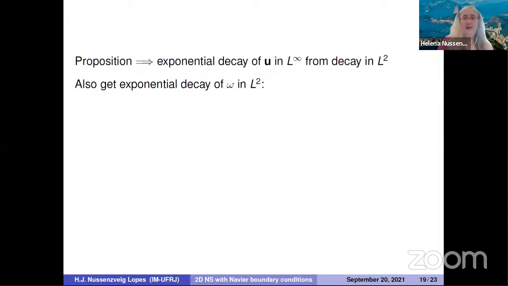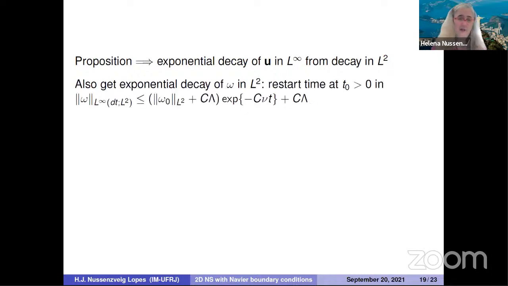But notice that we do need u to be better, to be in W^{1,p}. u in H1 is not enough because we did use the actual boundary condition, omega is 2 kappa minus alpha times u dot tau, to deduce this. You also get exponential decay of omega in L2 because we already found this estimate here. And so all we need is to estimate lambda and show that lambda decays exponentially. And the way to do this is to restart time at some t naught positive, and then use the exponential decay of u in L infinity to get the exponential decay of lambda.